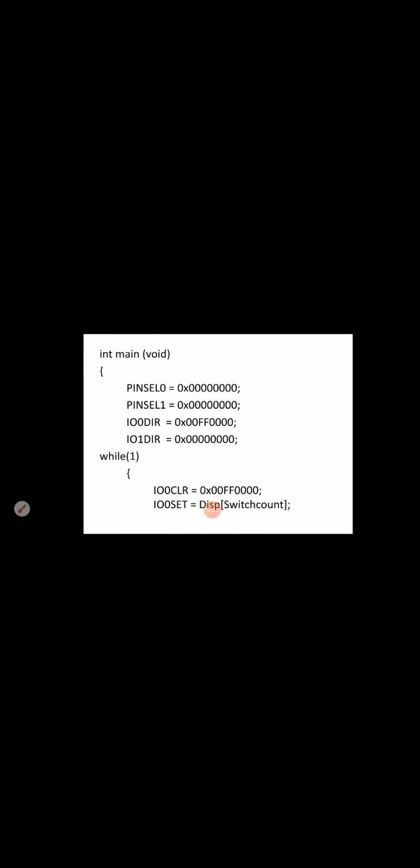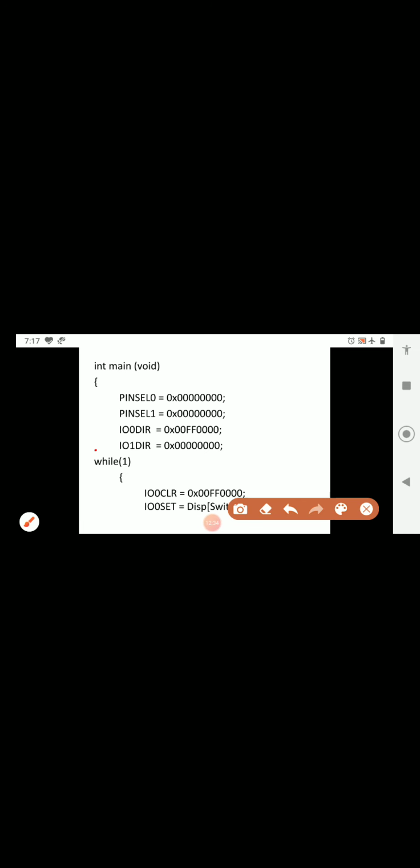Now similarly IO1DIR. So here IO1DIR means again we are going to configure. This IO0DIR is for port 0. So the meaning of this 0 is for port 0. This IO1DIR is for port 1. So here in port 1 we are not configuring any output pins. That's why we have written 0.